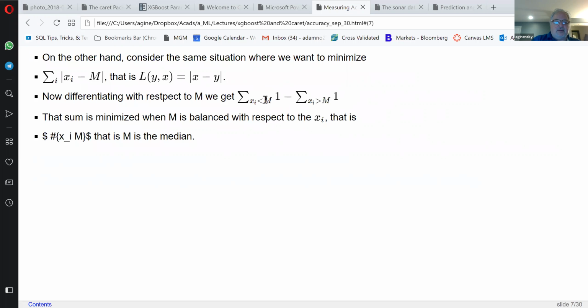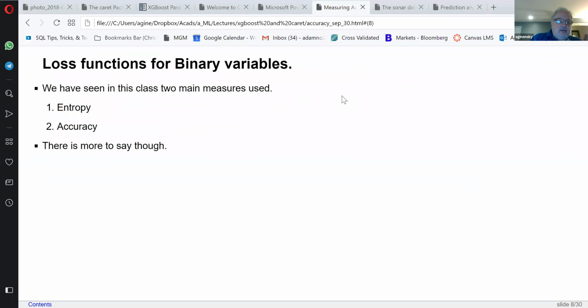But you just get this difference between the sum. You add 1 where xi is less than m, and you subtract 1 where xi is greater than m. So when is that sum minimized? It's minimized when m is balanced with respect to being in the middle of the xi, that is, m is the median. So you can see that when you choose L1, you're going to get loss functions that are less susceptible to outlying values. I think that's a cute little fact, so I wish to explain it.